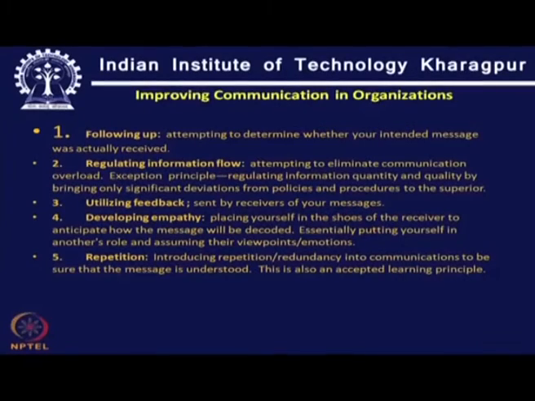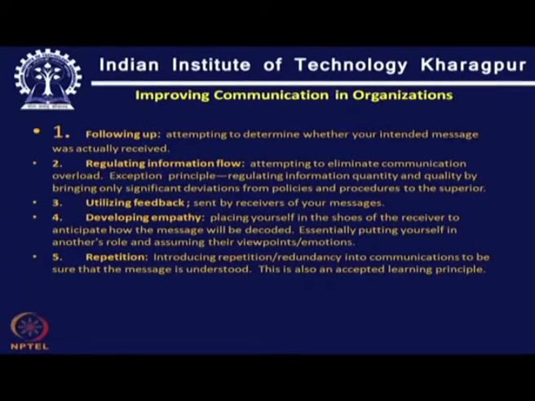That brings us to the last part of the discussion, which is now on improving communications in organizations based on the barriers that we have discussed, based on the characteristics of the different communications that we have discussed, based on the defensive communication and the requirement of healthy communication. We now have to look into how communication can be improved in the organization.